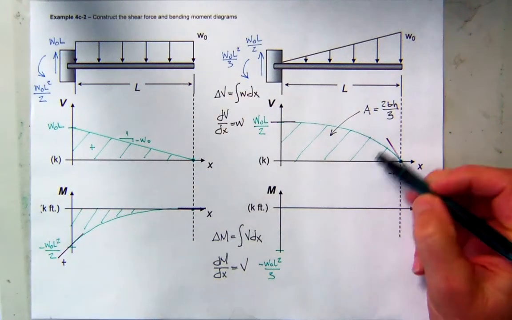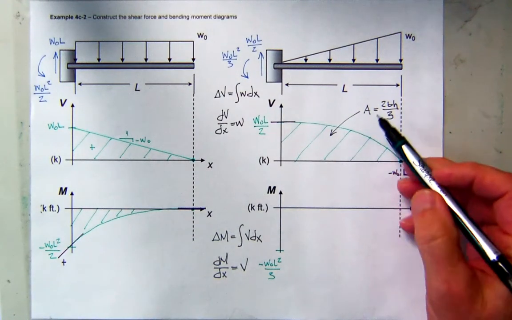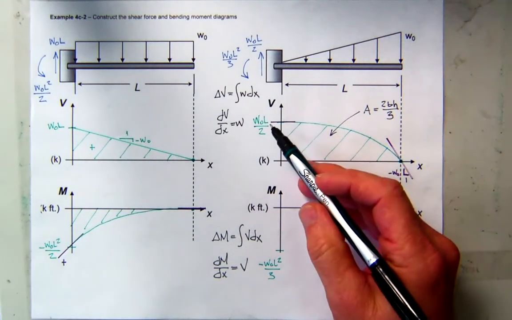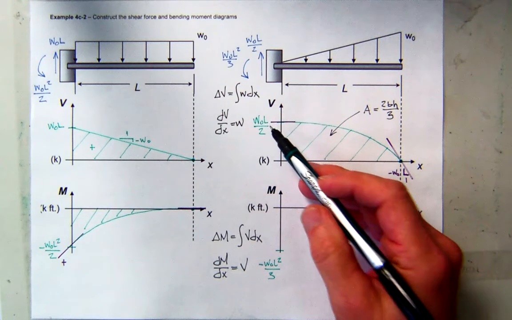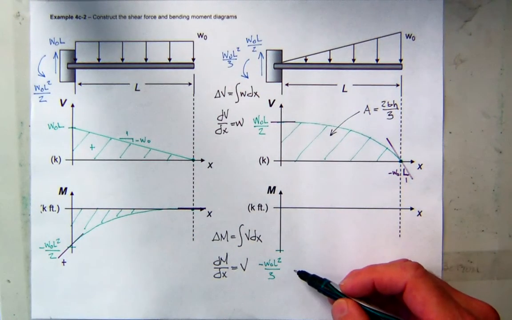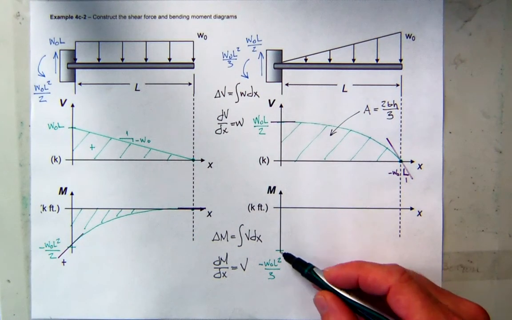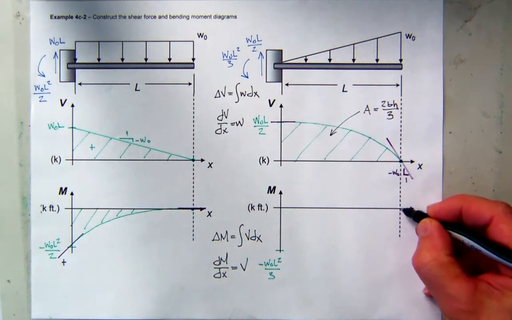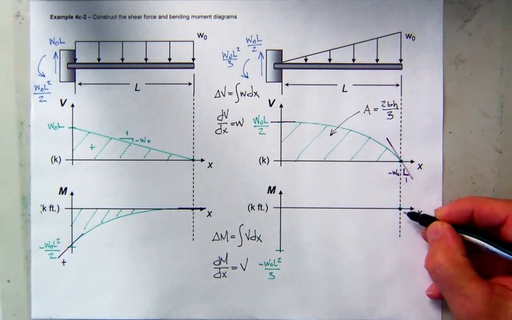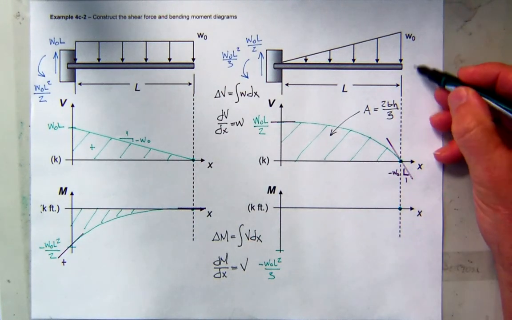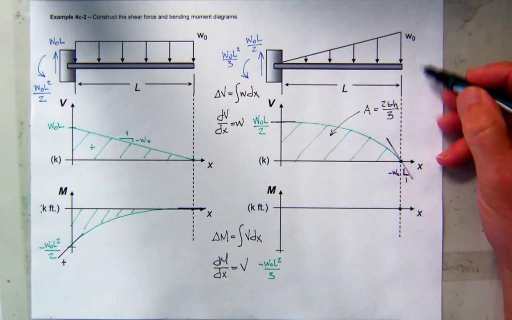And what's the area of this? 2/3 base L height this. And if you calculate that, that's positive W0 L squared over 3. So you start off with negative, you add this to it, you get to 0. Does it make sense that you have 0 bending moment at the free end? Yes.